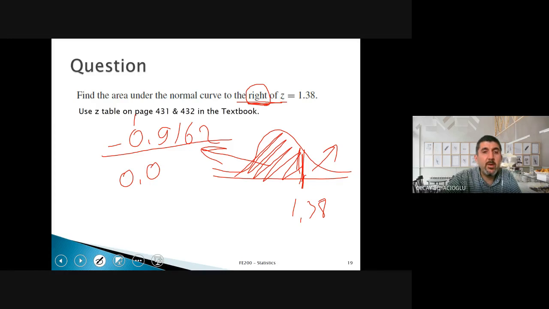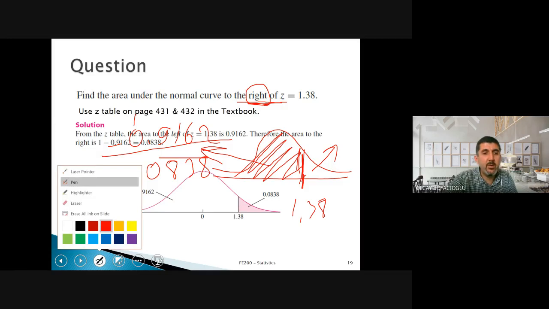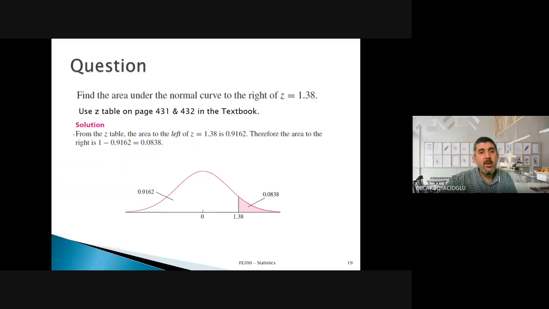which is 0.0, and then what is here? 8, and then 3, and another 8. Okay, 0.0838. This is the answer. All right. Here it is. See, it says from the z table, the area to the left of z equals 1.38 is 0.9162. Therefore, the area to the right is 1 minus that value, which is 0.0838.